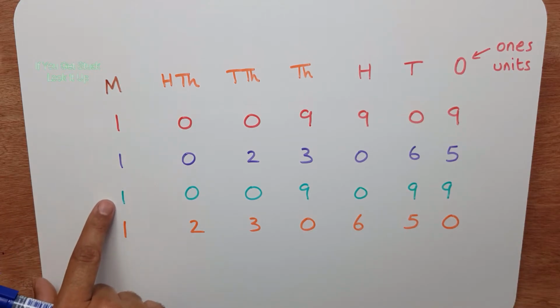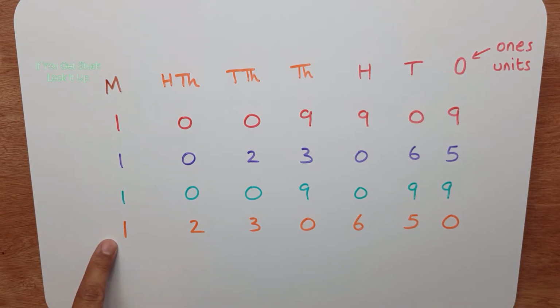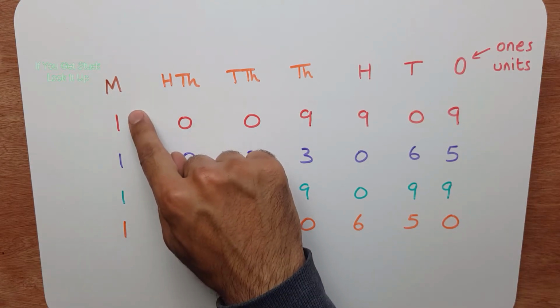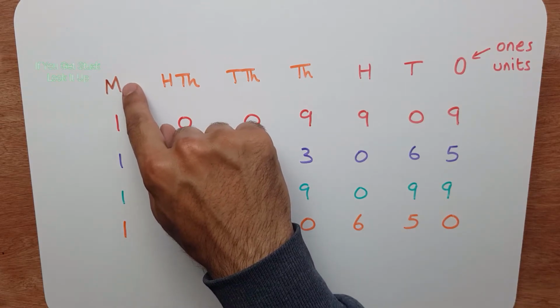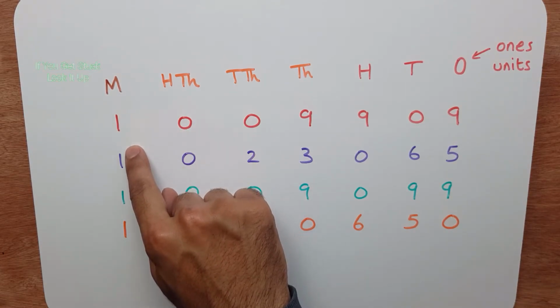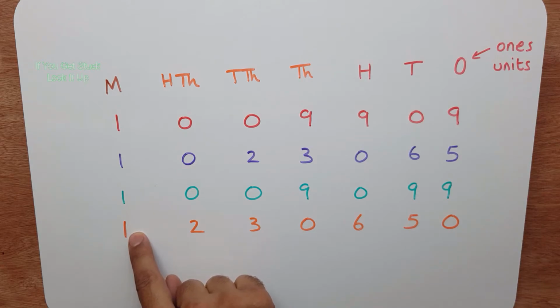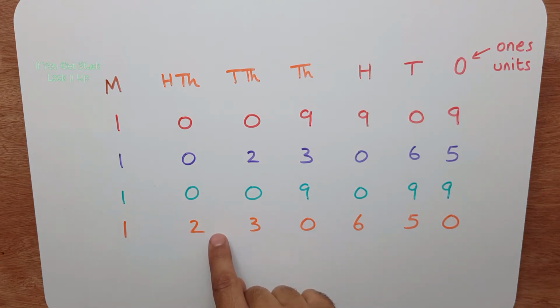I've written all the numbers down as they appear in the list. Now we need to sort them out into order. Always start on the column on the left. In this case, it's our millions column. And if we look down here, they're all ones. So what we do is move on to the next column.